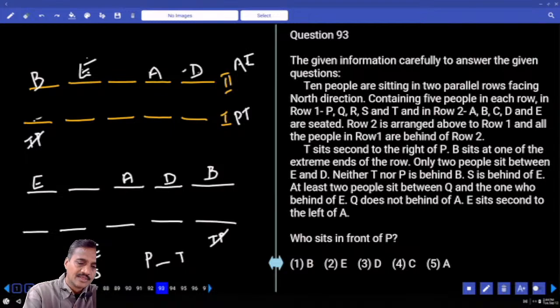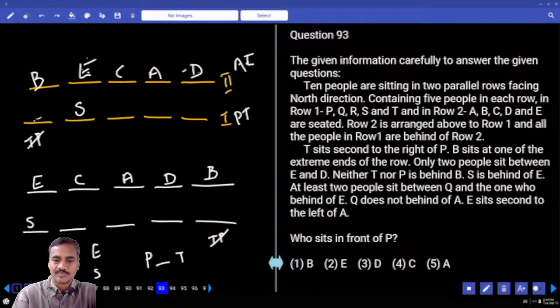D is here. Then who is the person left over here? C is the person left over. And behind this E, there must be S. Now P and T. Whatever this one, P and T. Now P is seated second to the left of P. Now T sits second to the right of P. T is seated second to the right.